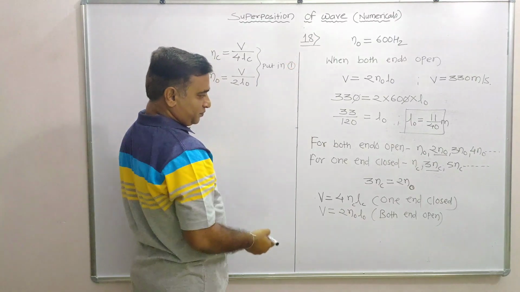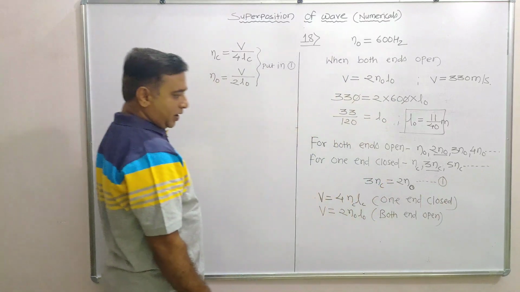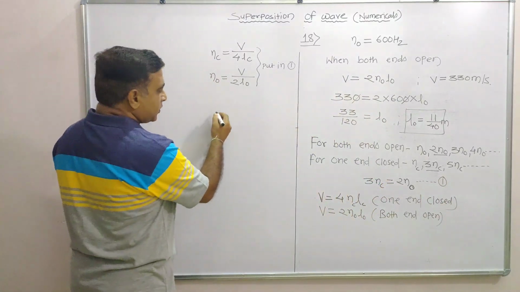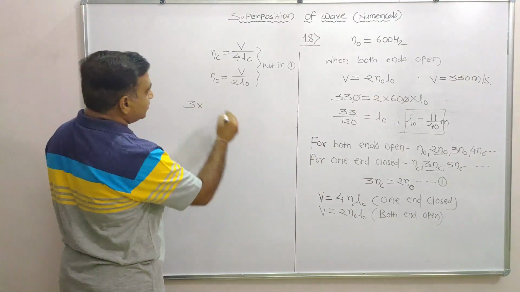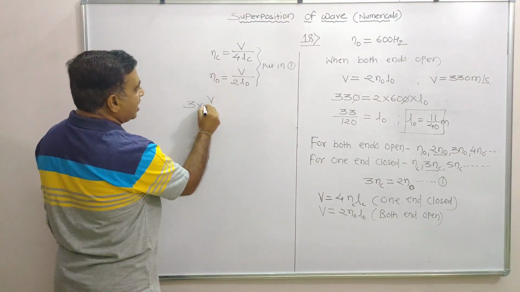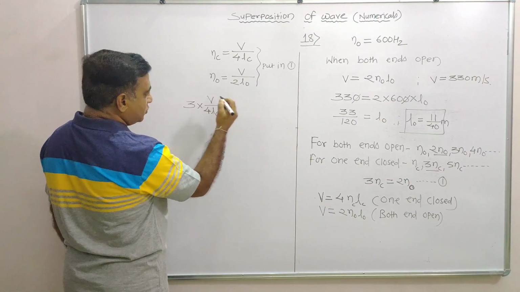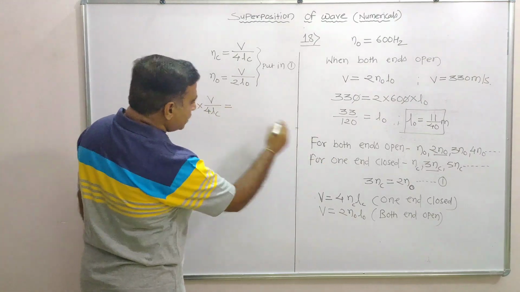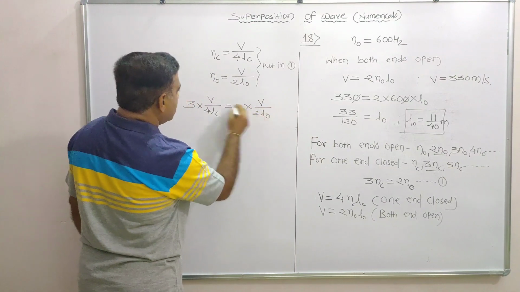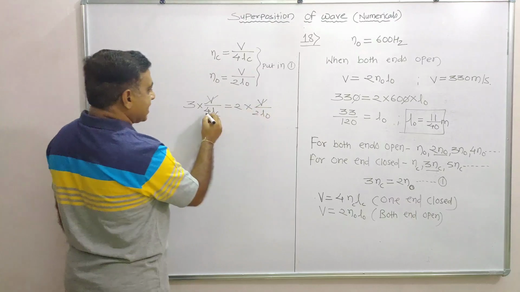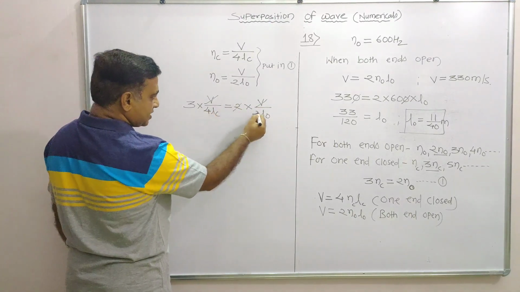Sir, where is 1? Here it is, the equation number 1. Okay, I'm going to write that. So here it is 3 into NC, V upon 4LC, is equal to 2 into V upon 2LO. The equal factors get cancelled. Here the 2 cancels with this 2.